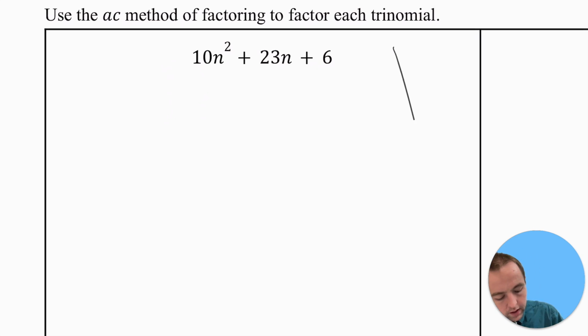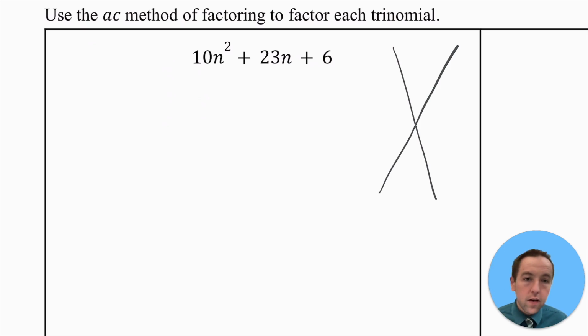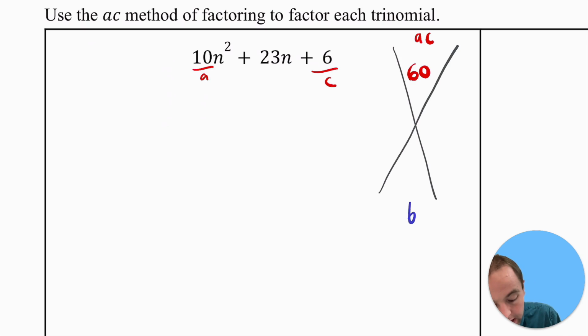So one reliable way that I like to use when I'm using the AC method is create this little X chart that I'm making right here, where in the top of the X, I'm going to write the product AC, and then at the bottom of the X, I'm going to write the sum that we want of B. So in this particular case, your A number is 10 and your C number is 6. So if I do AC, A times C, you're going to get 60. So I'm going to write that at the top of the X. And then my B number is that positive 23. So I'm going to write 23 down there at the bottom.